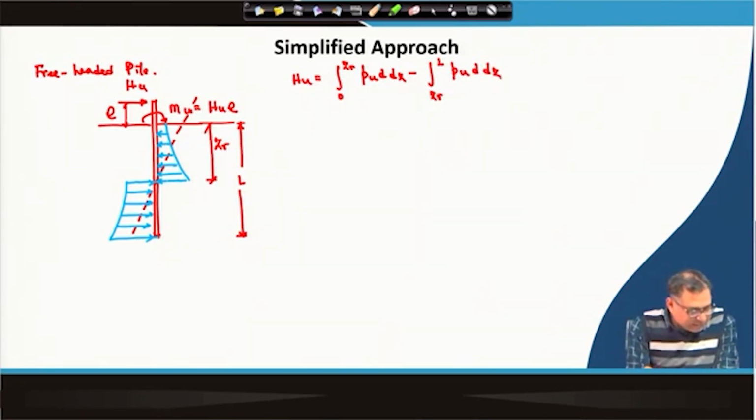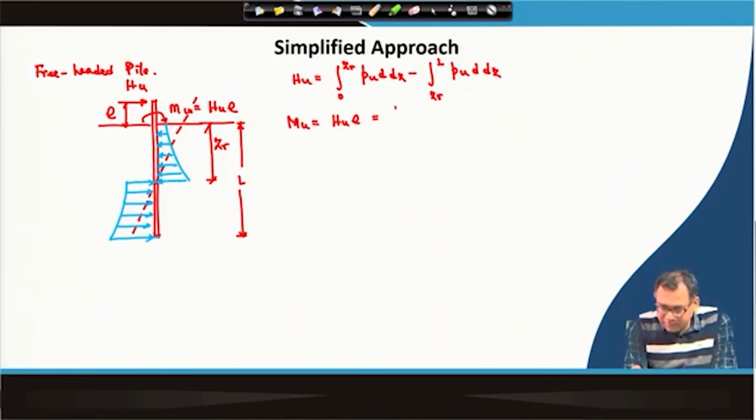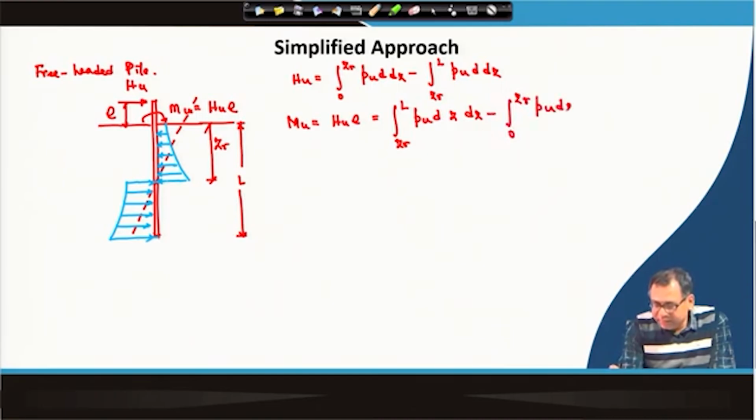Okay. And similarly, I can write that the maximum moment Mu into E is equal to, because now the moment we are taking in the opposite sign, so it will be minus, or I can take this first. So, integration from z r to L of p u d z dz minus integration from 0 to z r of p u d z dz.